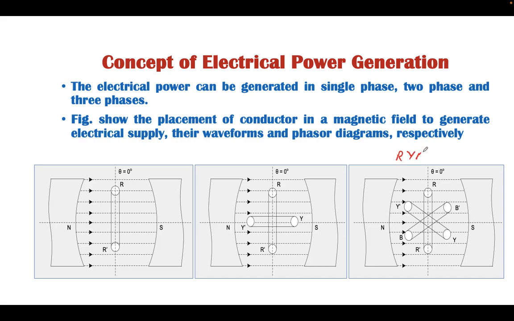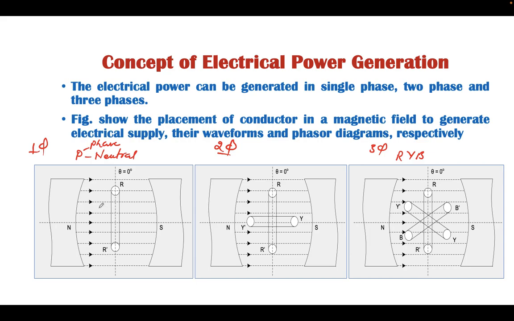R, Y and B. In the case of single phase, we have phase and neutral. Now, in between the single-phase and three-phase systems, there is a two-phase system as well.